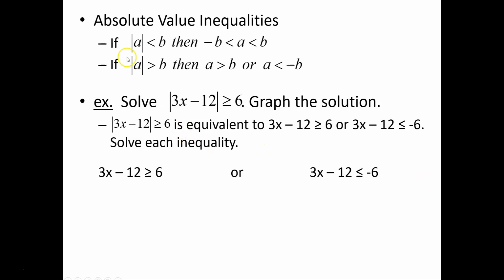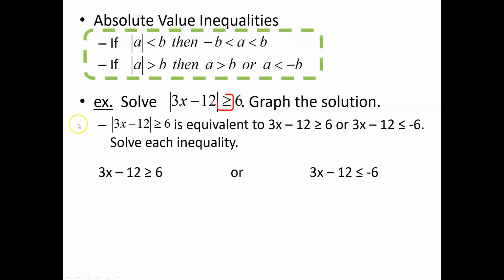Absolute value inequalities. This right here is very important. You're going to want to make some way of noting this in your notes because you will use this as a reference. So you really want to make sure that you note this. It's very important. If you don't want to note it, then you can memorize it. But noting it might be easier. So just once again, note that. Okay, so we have an example.